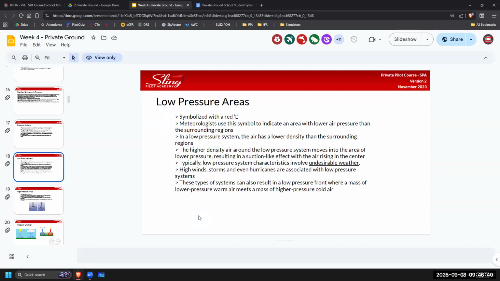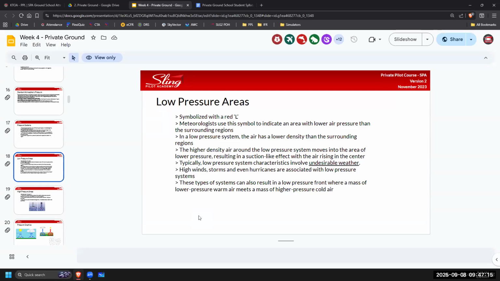I don't know where the slide on that is. It doesn't have it on here, but if you want all the words on there, low pressure system characteristics are undesirable weather. Why do we think that is? It's because of the movement that it's circulating, right? That upward movement I just talked about, upward and inward, is creating vertical motion. Vertical motion is creating undesirable weather. Are we connecting that so far?